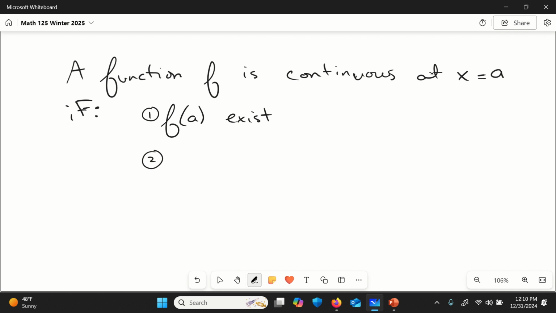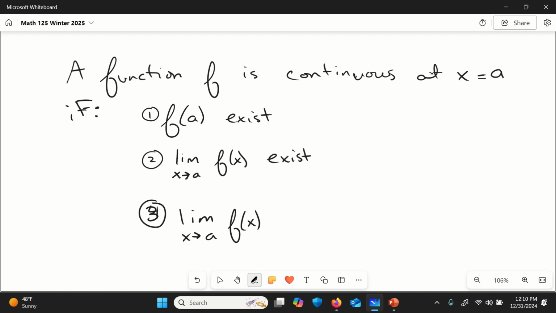The second property is that the limit as x approaches a on this function has to exist as well. So we can check that. If we use graphical approaches, we can check that. If we use algebraic approaches, we can check that. So we need to check that the limit exists, meaning the limit from the left is equal to the limit from the right. And then the last property is that the limit from property 2 needs to be equal to the value from property 1. If those two are equal, then we have a point where the function is continuous. It will be continuous at a.